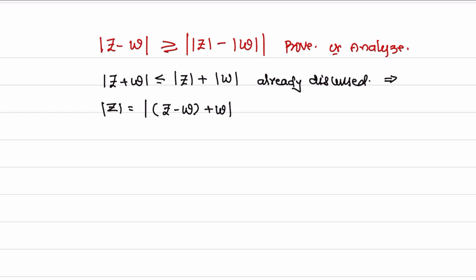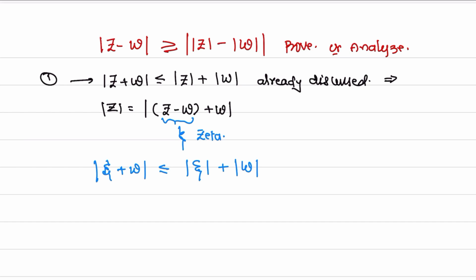Then, as per the already proved theorem, modulus of z plus w is less than or equal to modulus of z plus modulus of w. Now, let me say this modulus of z minus w as some zeta. Then, modulus of zeta plus w is less than or equal to modulus of zeta plus modulus of w. This is equation 1, let us say.